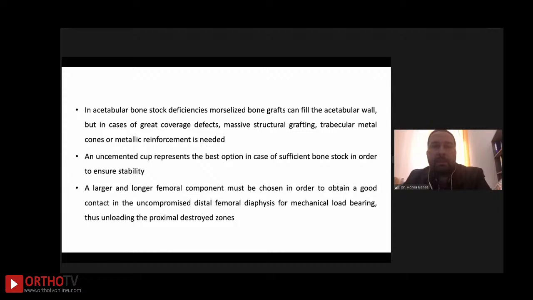Another problem is acetabular bone stock deficiency. In such cases we can use morselized bone grafts for filling the acetabular wall, but in cases of great defects, we can use massive structural grafting or, if not available, trabecular metal cones or metallic reinforcement. In these cases, a non-cemented cup would represent the best option if there is sufficient bone stock, in order to ensure stability. A larger and longer femoral component must be chosen in order to obtain good contact in the distal part of the femoral diaphysis for optimal mechanical load bearing, thus bypassing the proximal destroyed zones.